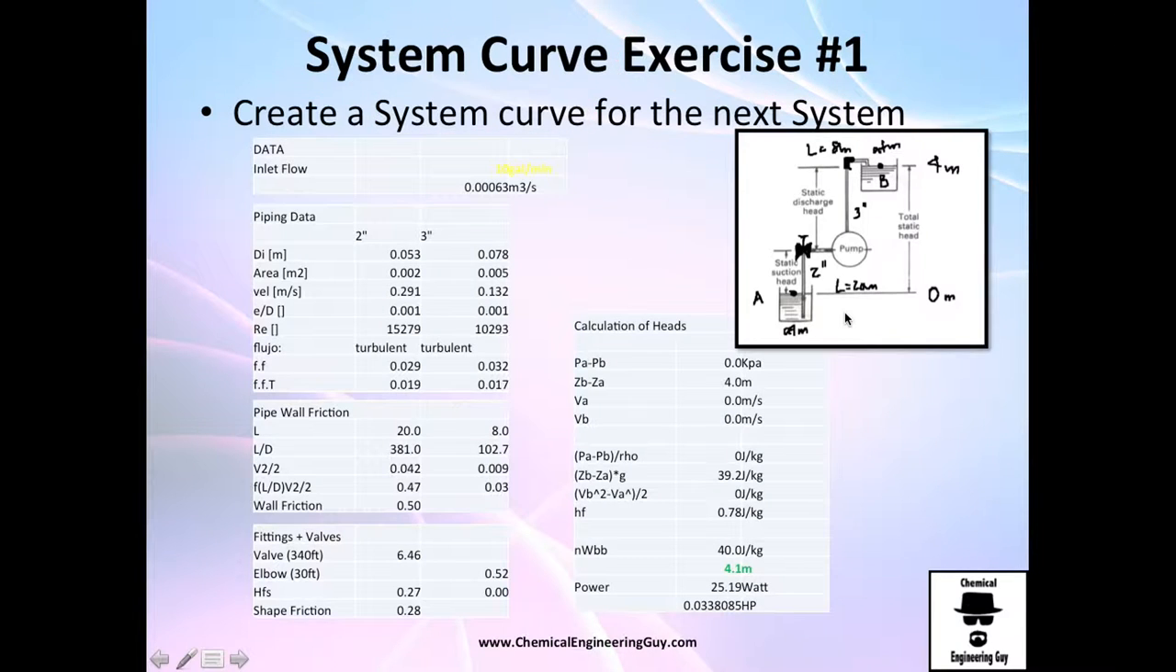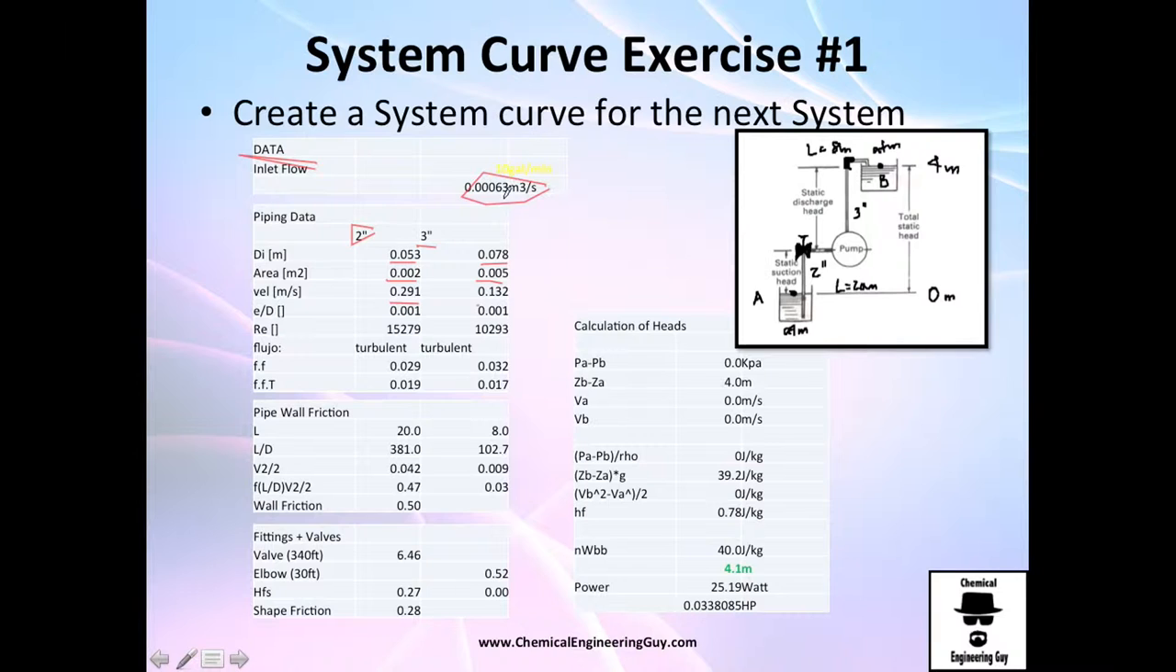So let's do it. I actually did this in an Excel spreadsheet. If you want to check it, I'm going to add the link in the comment section. So let's do it. Inlet flow. Okay, here we go. We have this velocity, let's say it's a proposed velocity. We've got piping data, 2 and 3 inches. I found these diameters and changed them to meters. Then I calculate the area of each pipe, and then the velocity.